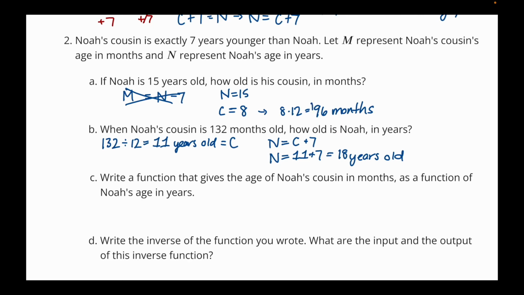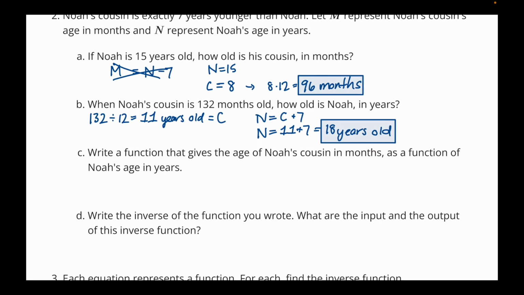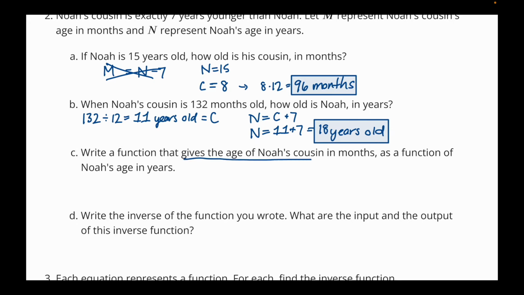But that is kind of a lot of work to just find some ages in months and years. And we're going to make this a little easier. So to actually write this function, we want the output to be the cousin's age in months and the input to be Noah's age in years, because it does say it gives the age of Noah's cousin, and it is specifically in months.